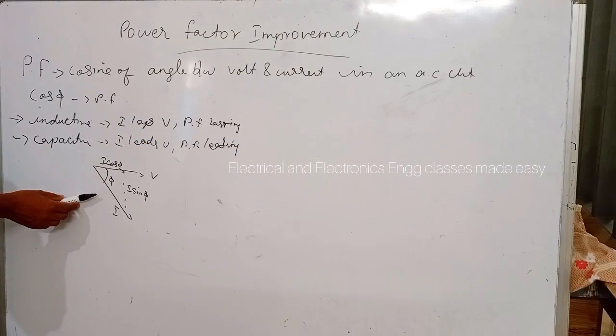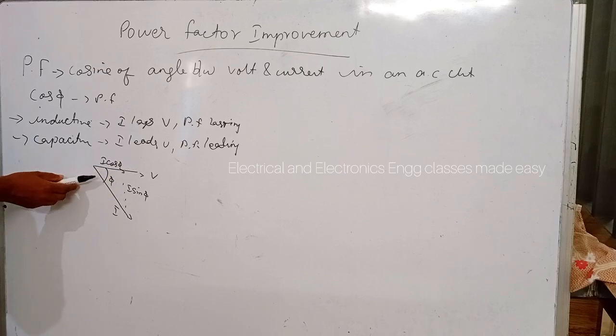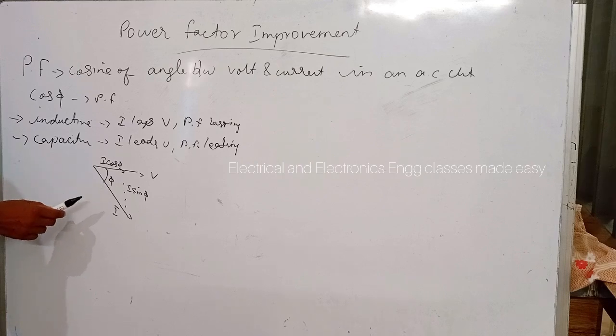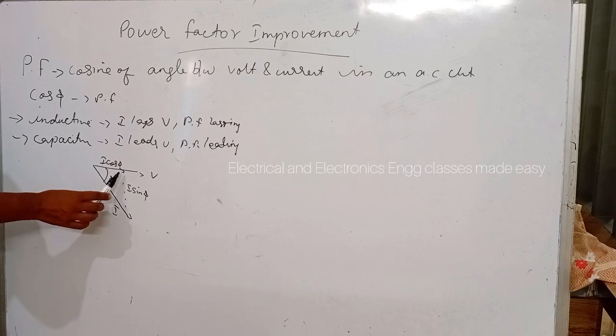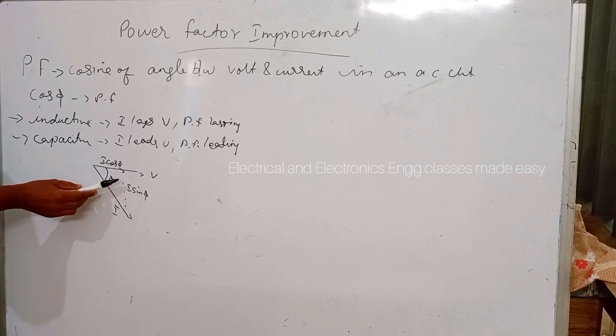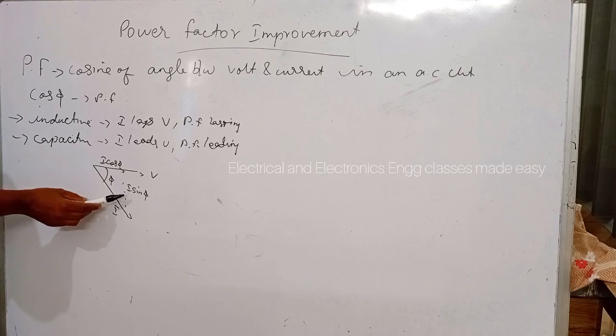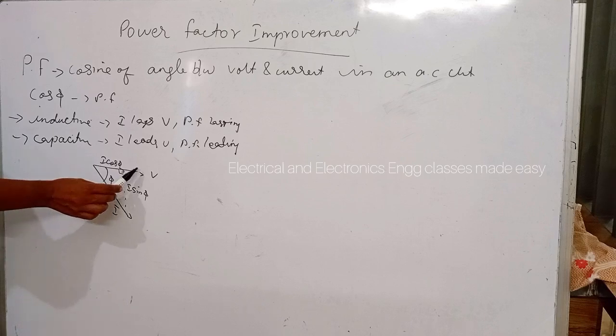Consider an inductive circuit taking a lagging current I from the supply voltage V. The angle of lag being phi. Then this is the phasor diagram, and the circuit current I can be resolved into two perpendicular components, that is I cos phi and I sin phi. I cos phi is in phase with the voltage V and I sin phi is 90 degrees out of phase with the voltage V.